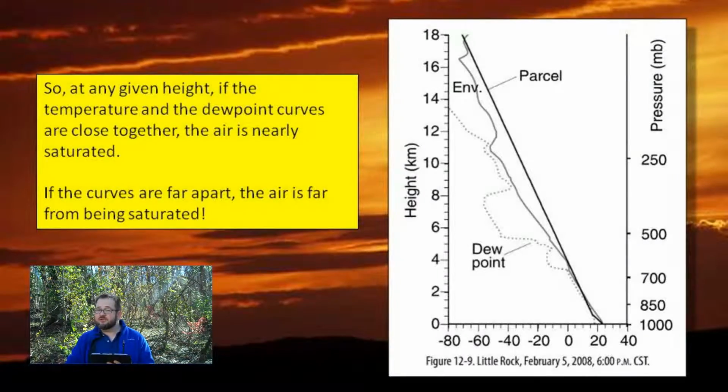If the temperature is quite close to the dew point, this air is close to saturated, with very high relative humidity. If the temperature and the dew point are far apart, the relative humidity is very low. So just by looking at this graph, finding places where the temperature and the dew point are close together and places where they are far apart tells you what layers are very moist and close to saturation and what layers are very dry and very far from being saturated.